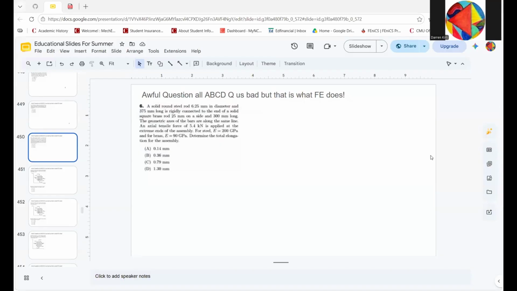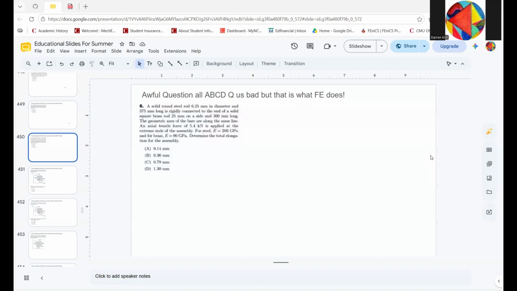A solid round steel rod, 6.25 millimeters in diameter and 375 millimeters long, is rigidly connected to the end of a solid square brass rod, 25 millimeters on the side and 300 millimeters long. Okay? The geometric axis of the bar is along the same line. The axial tension force of 55.4 kilonewtons is applied at the extreme end of the assembly. For steel, E equals 200 gigapascals, and for brass, E equals 90. Determine the total elongation of the assembly.